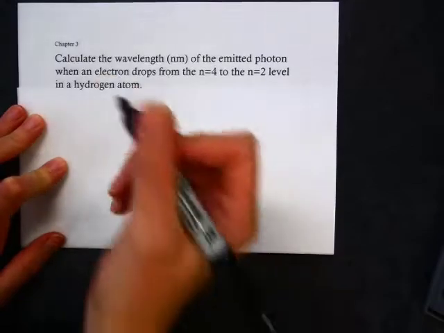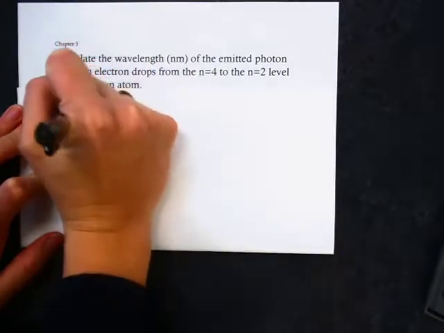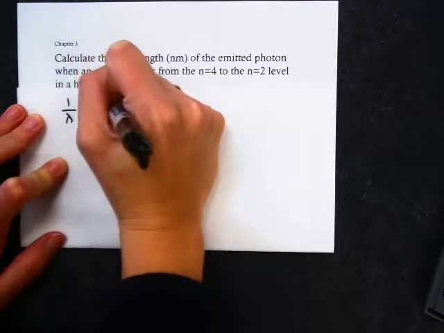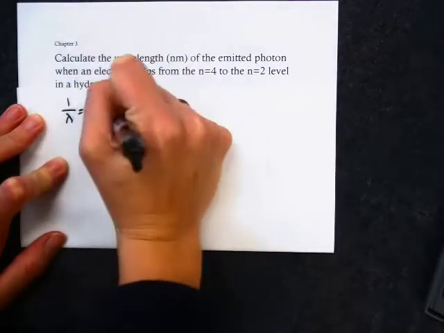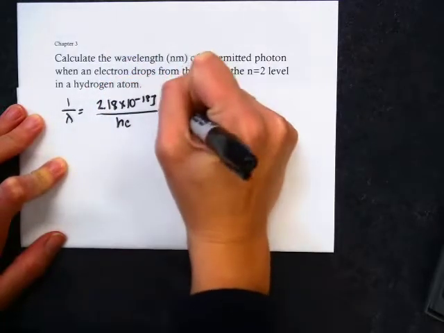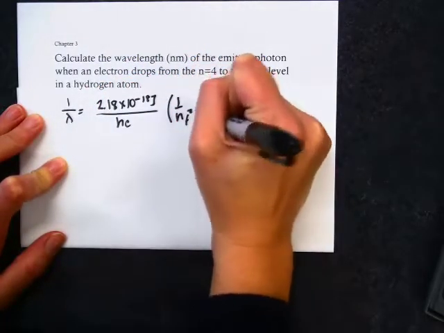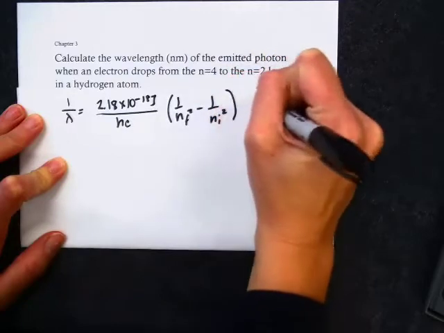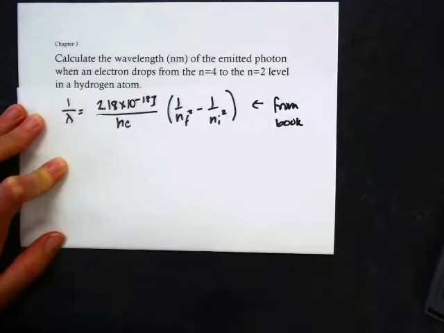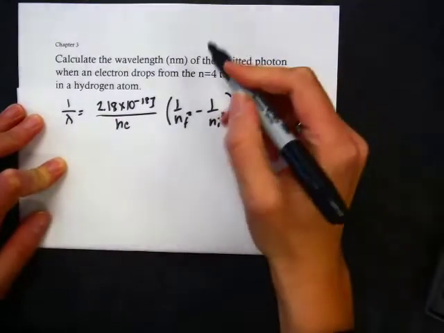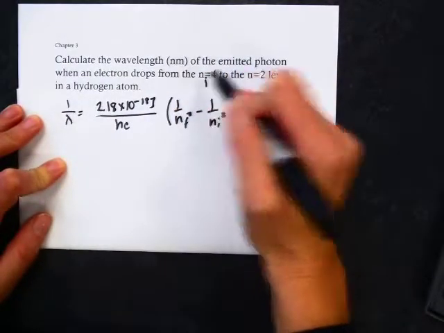All right, so we're looking for the wavelength emitted when an electron changes position. There's an equation from the book that looks like this. There are other equations you can use, but this one will work just fine.